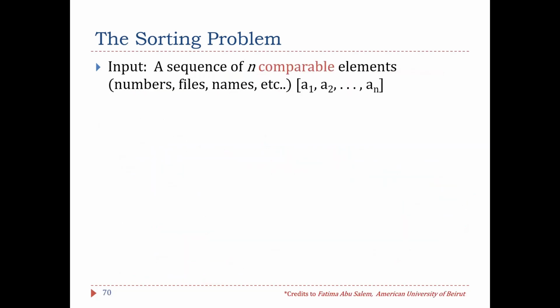Okay, so let's define it. The input of this problem is a sequence of n comparable elements. So we need to establish a certain order between every two elements. If I pick up a certain element AI and a certain element AJ, I should be able to tell whether AI is strictly greater than AJ, strictly less than AJ, or simply equal to it. Okay, so the elements should be comparable, so they can be numbers, files, and comparing them by a file name or date of creation or size and so on and so forth, or by ID, or it could be a list of names and so on and so forth.